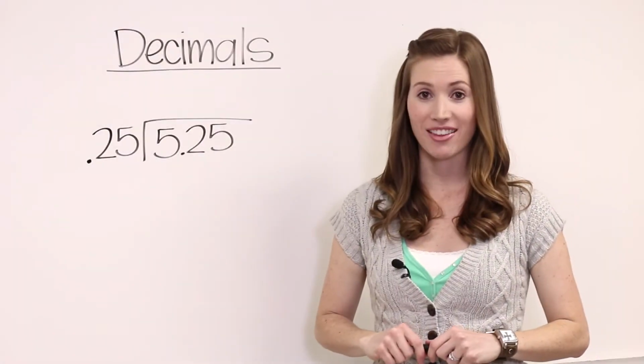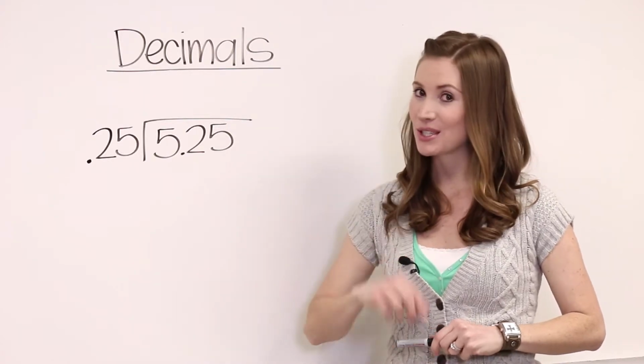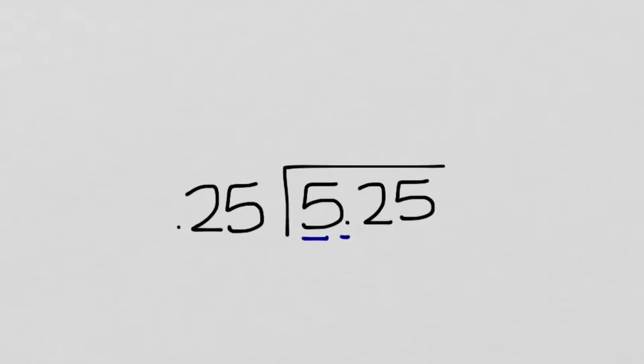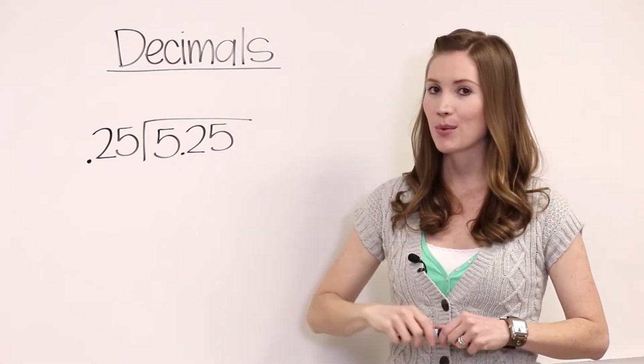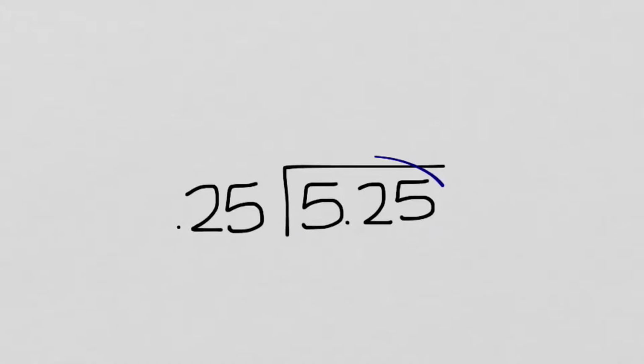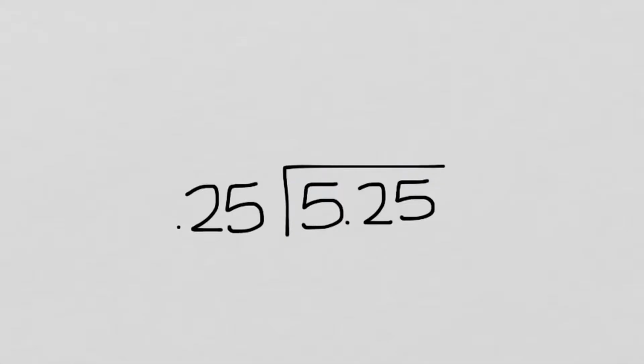Let's do a problem together. Read the problem to yourself as I read it aloud. Remember to use place value as you read. 5 and 25 hundredths divided by 25 hundredths. Great job. Now, can you tell me which number is the dividend? If you said 5 and 25 hundredths, that's correct. What about the divisor? If you said 25 hundredths, that's correct.